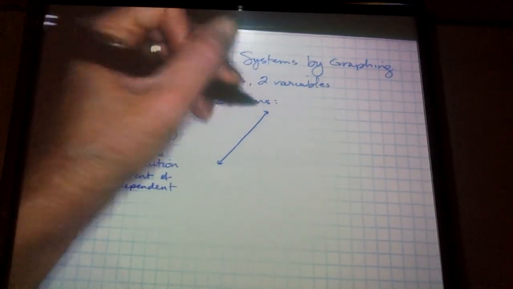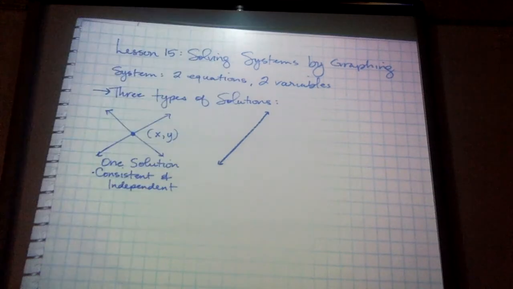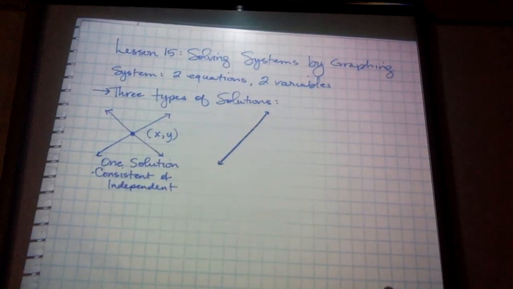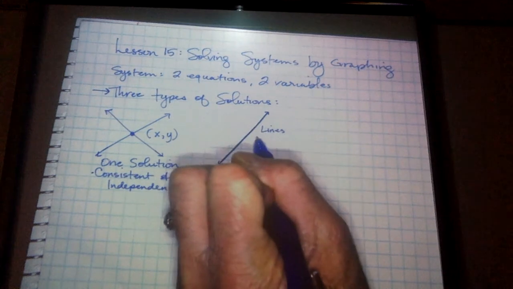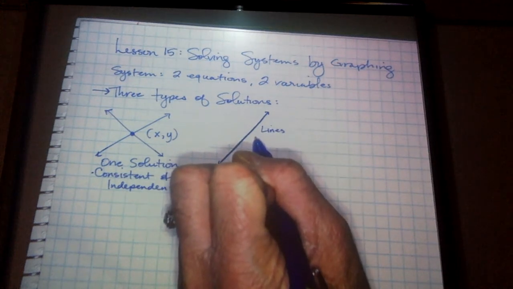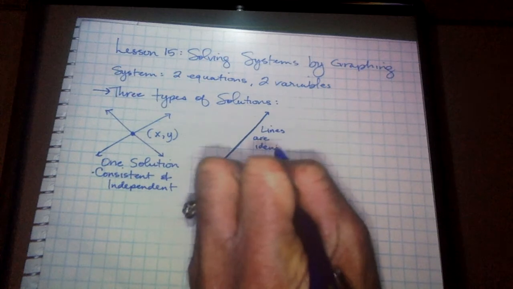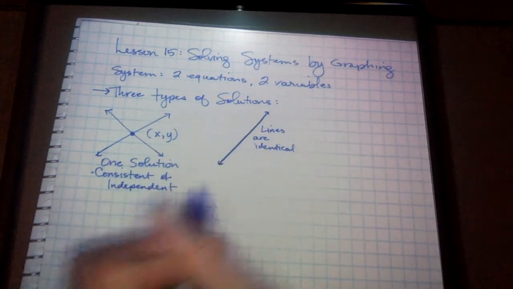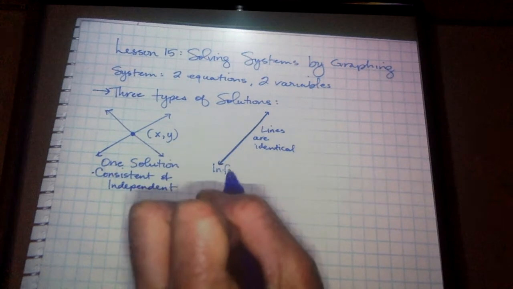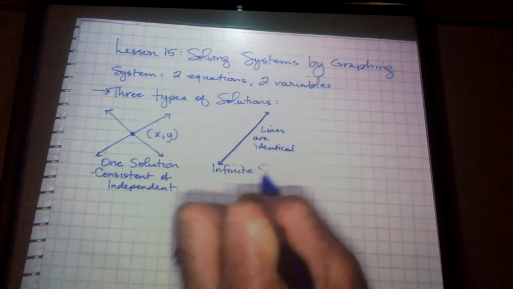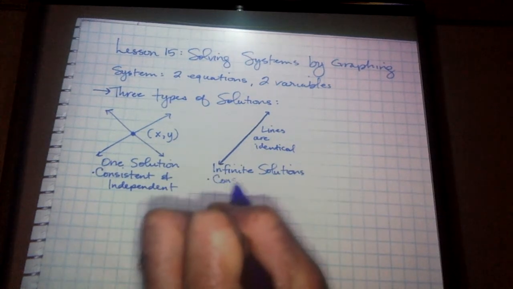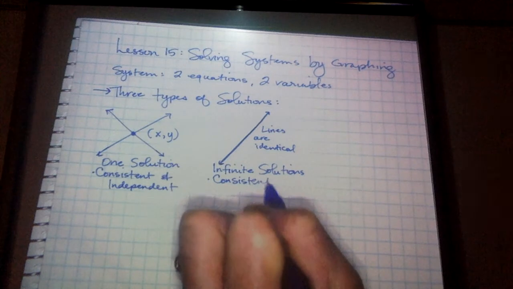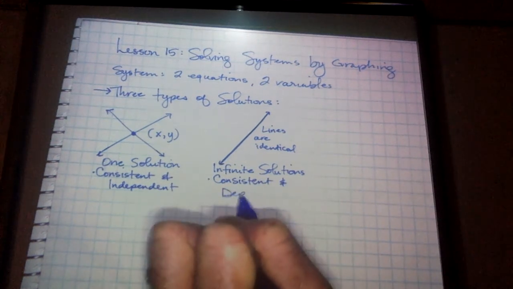Sorry that is crooked. The next possible solution is that my two lines, the two equations that I graph, are going to be on top of each other, meaning they're basically the same line. In this case, if the lines are identical, then I would say that there are infinite solutions. And I would classify this as still consistent because you have a solution, but they are dependent on each other.